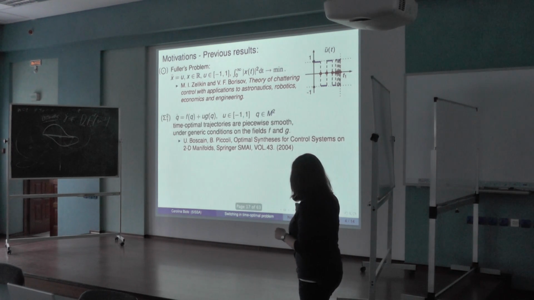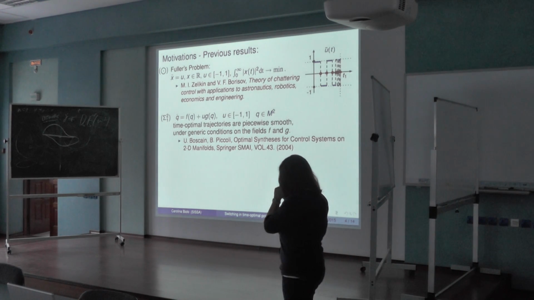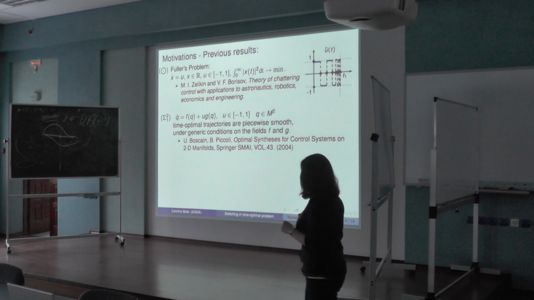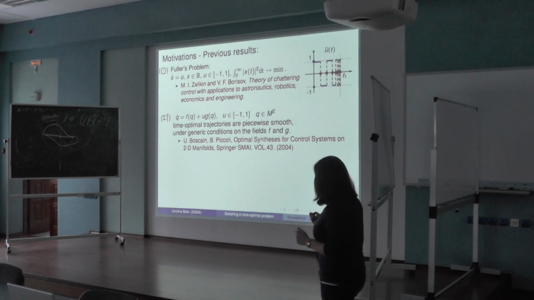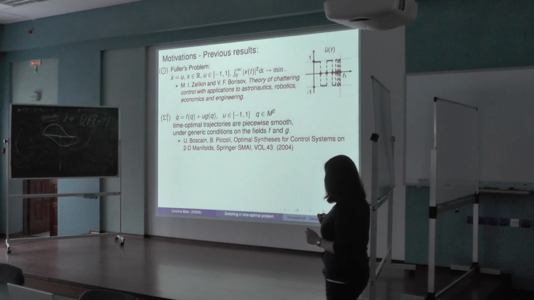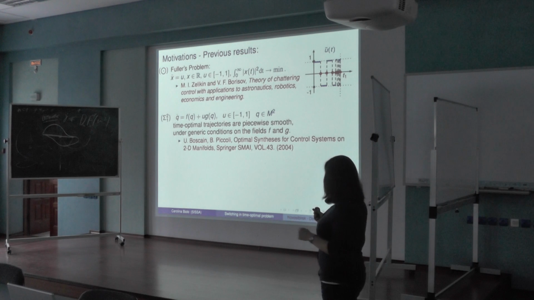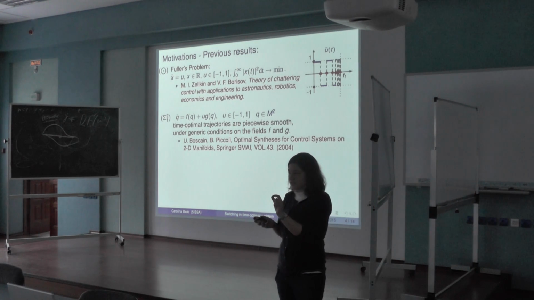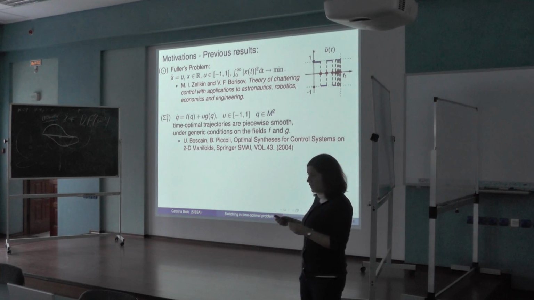What I want to show you is that in a two-dimensional case with scalar control, Ugo Boscain and Benedetto Piccoli gave the complete classification of optimal trajectories. In particular, they observed that the optimal trajectories are piecewise smooth under general conditions on the fields F and G. It means that in this case, switchings, the discontinuities of the optimal control, are isolated.